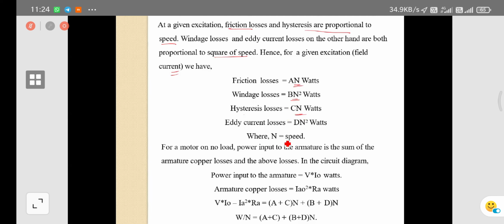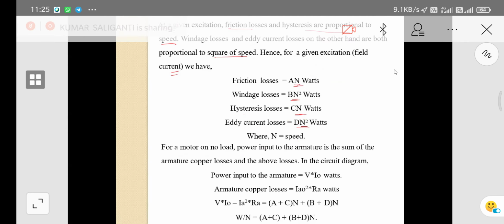Here n is equal to the speed. That is for a motor on no load. So what I am saying here is that for the motor on no load, the power input to the armature, the total input given to the motor, is to compensate the losses.